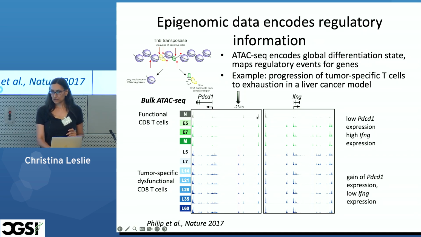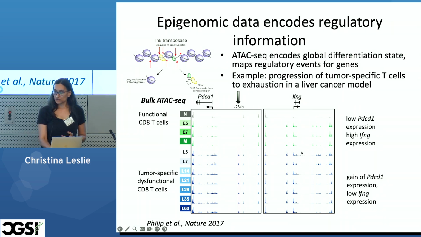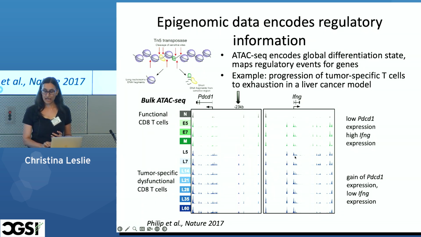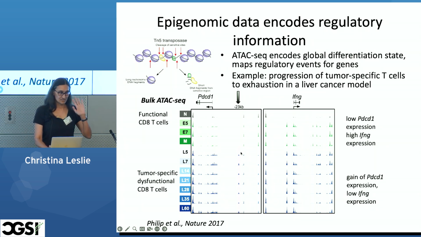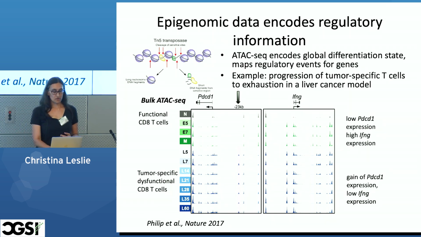And what we're looking at here is the locus that encodes PD-1 in the mouse. So PD-1 is an immunotherapy target, and also the locus that encodes interferon gamma. And what we're seeing is these are CD8 T cells as they progress towards dysfunction, okay? And at the top are the normal differentiation states, naive, effector, memory, that you have in a functional immune response, okay?